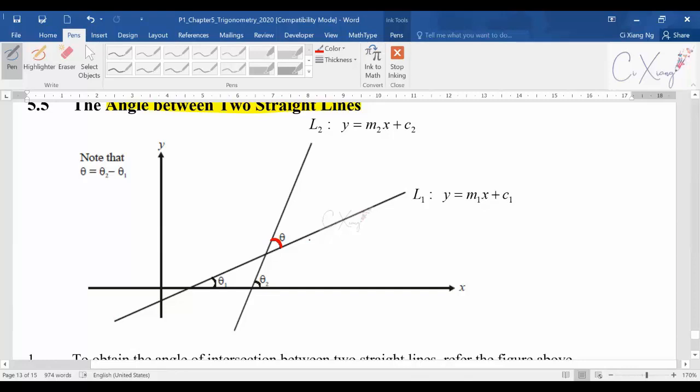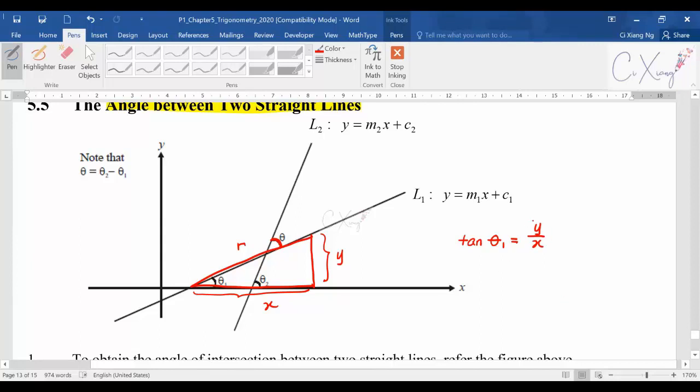Now if you focus on line number 1, I can get a triangle from line number 1. This value is the x, and the height is the y, and the hypotenuse is the r. From the triangle, if you write tangent theta 1, it equals y over x.